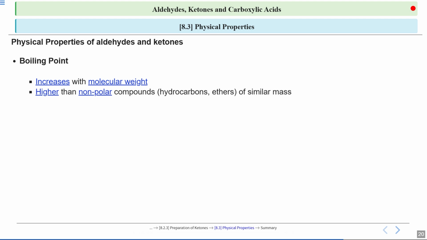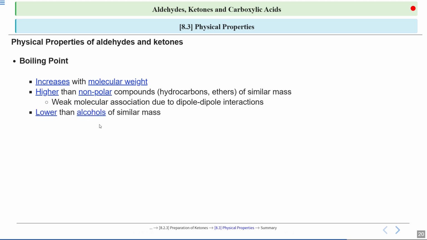Compared to non-polar compounds like hydrocarbons and ethers, aldehydes and ketones have higher boiling points. This is because of the dipole-dipole interactions present in aldehydes and ketones, which are absent in non-polar compounds, because aldehydes and ketones have a carbonyl group.